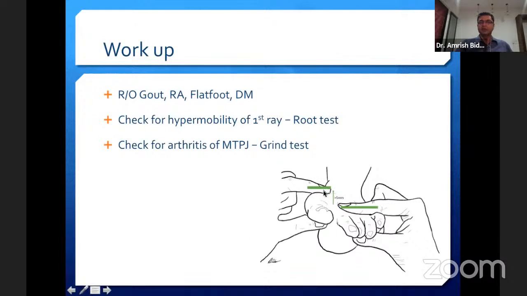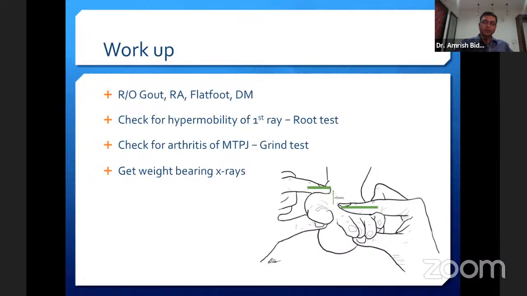And to do that, you do what is called a grind test. It is very similar to the grind test that you do for CMC arthritis of the hand. So if you take the big toe and push it down and rub it, you do that. I don't know if you can see, you sort of do this movement. Generally, if there is arthritis of the metatarsal head, that will cause pain.